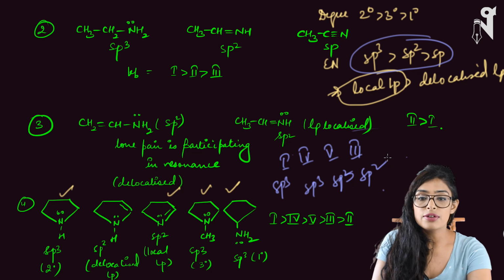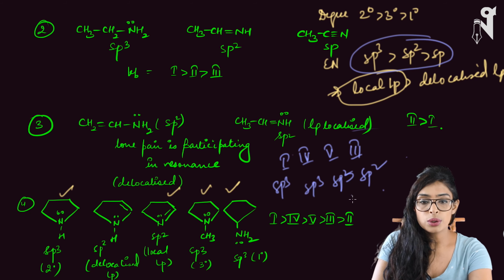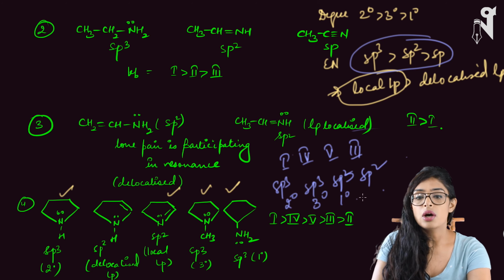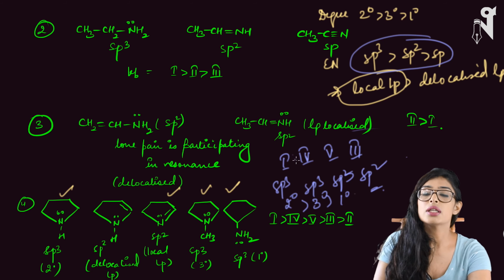Now among first, fourth, and fifth, we have to see their degrees. The first one is second degree, the fourth one is tertiary, and the fifth one is primary, and the third has no degree. So the order is going to be secondary, tertiary, and primary. So it is automatically first most basic, then fourth, then fifth, and then third.